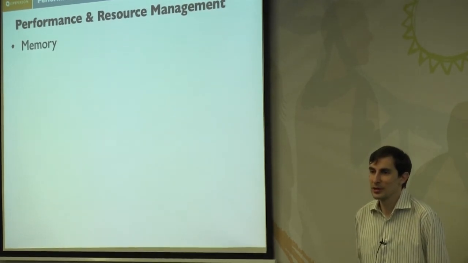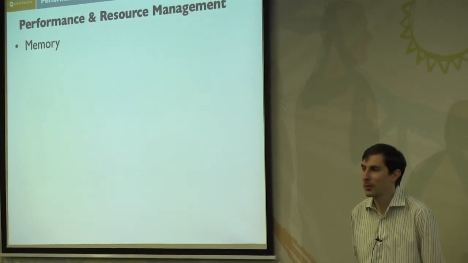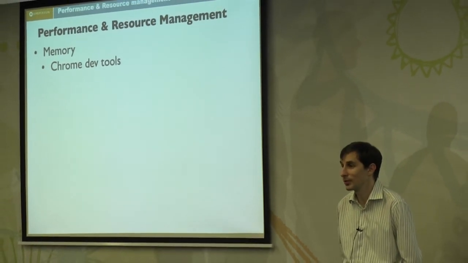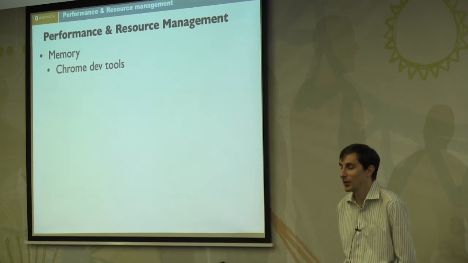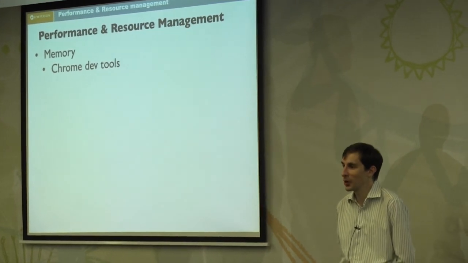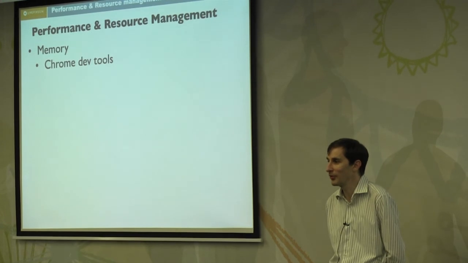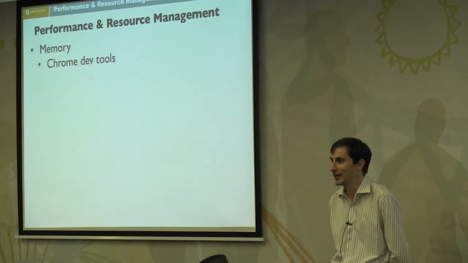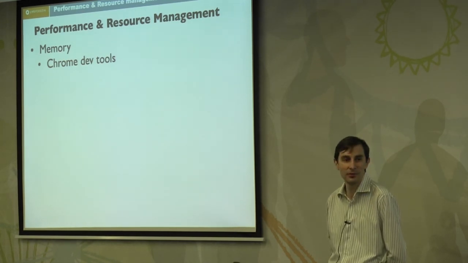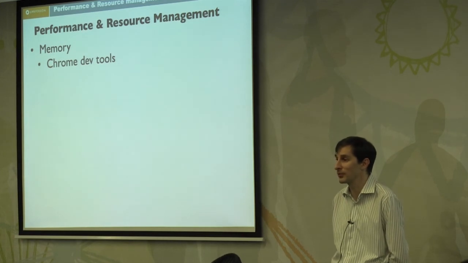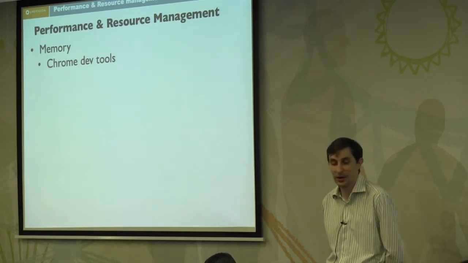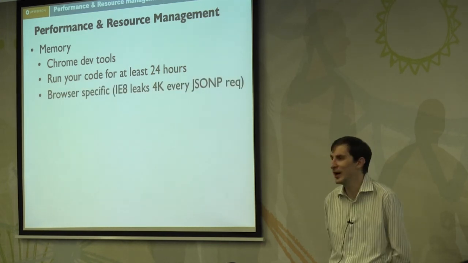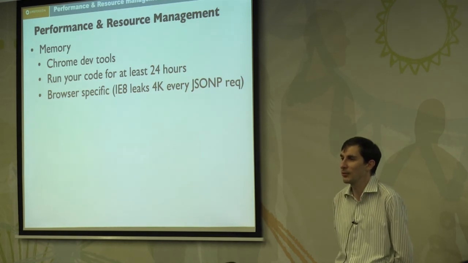Coming back to all this coupled deployment, memory. Chrome DevTools is really the tool you should use. If you have a memory leak in IE, you swear, you make a couple of cups of coffee, and you have a late night. It's very, very tough to find a memory leak in IE or identify what causes it. It's almost down to the level of Visual Basic programming or basic programming with log lines and checking. Run your code for at least 24 hours. Just to give you an example, IE8 leaks 4 kilobytes of memory for every JSON-P request.